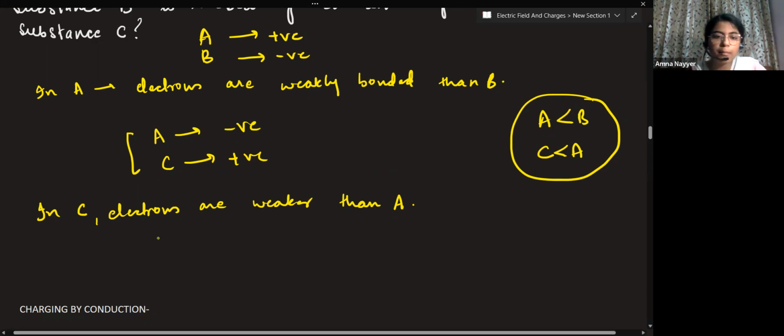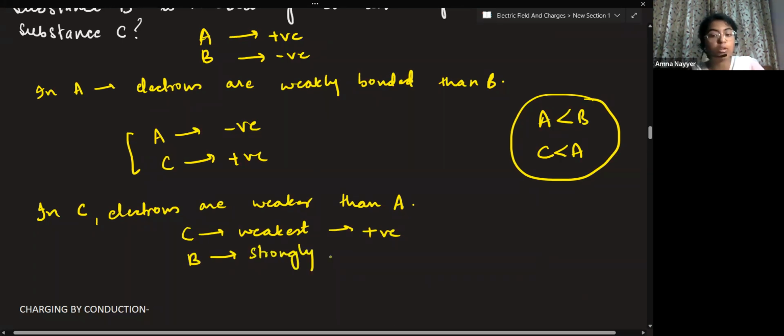So see what will happen. Electrons are weakest in case of C. So electrons are weakest in case of C. That's why we'll have a positive charge. And see, since B is the strongest, this has strongly bonded electrons. This will be having negative charge.